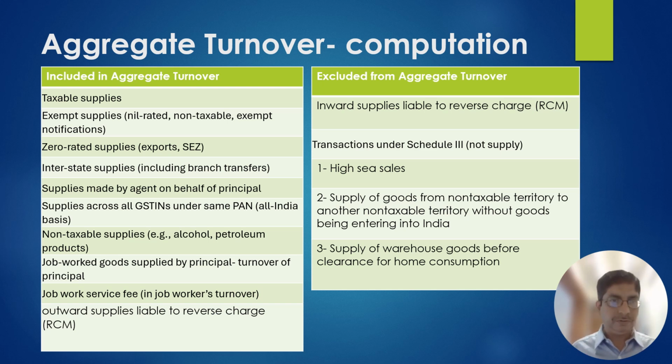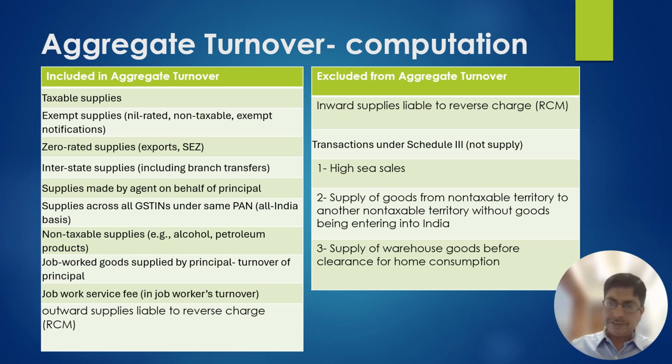Then in case of job worker, the basic value of the goods will not be considered in aggregate turnover, but job work charges are to be considered in the aggregate turnover. Then outward taxable supplies liable to reverse charge.